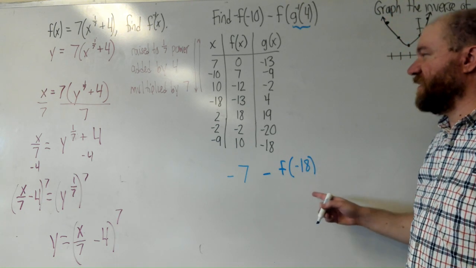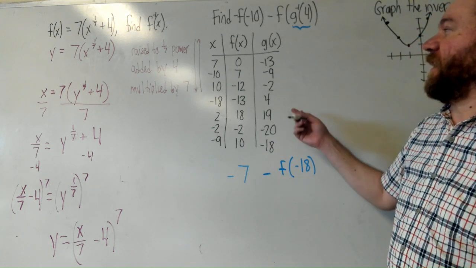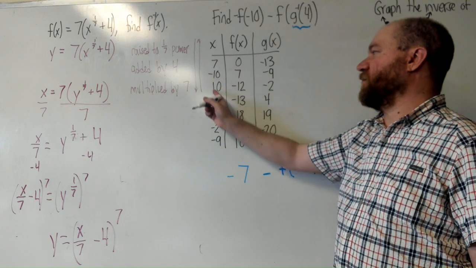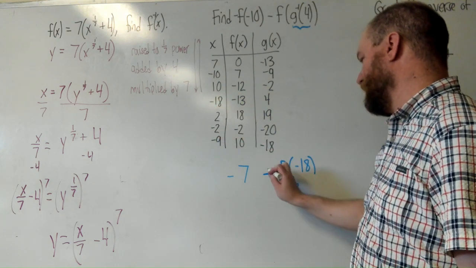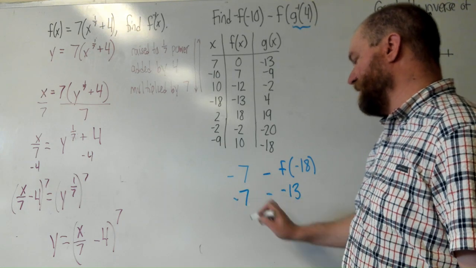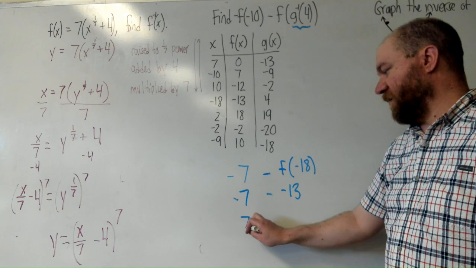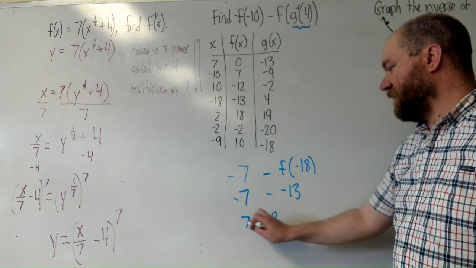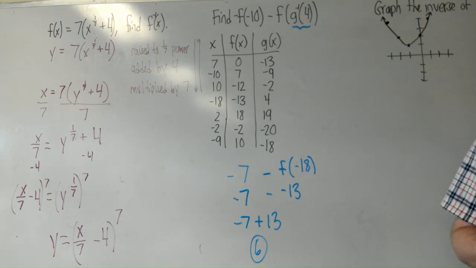F of negative 18 means our x is negative 18. And go to the x column, what is the answer? So our x is negative 18. What's our answer? Negative 13. Let's put the minus down. Let's bring the minus 7 down. Negative 7 minus negative 13 is really negative 7 plus 13, which is 6. The answer to that question is 6.